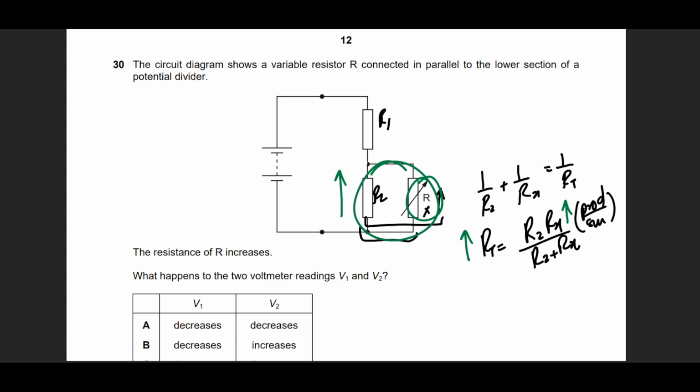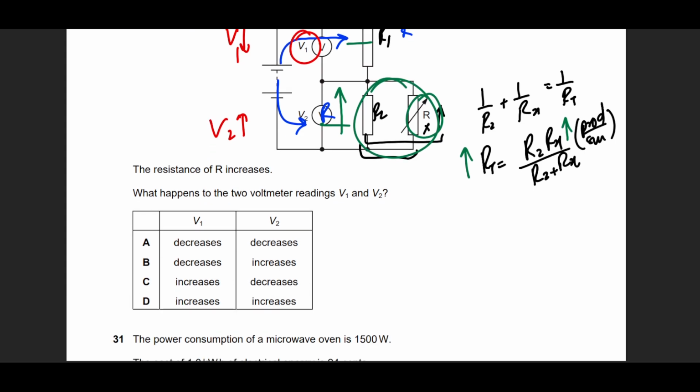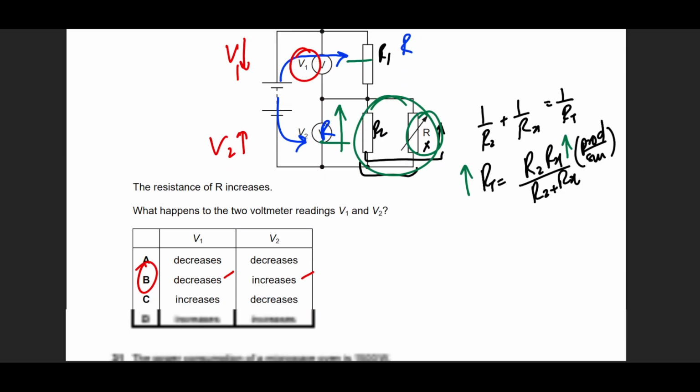So if the resistance increases, this one and this one are connected in series. What's going to happen to the voltage? If the resistance of this part is increasing and the resistance of this part is not changing, a larger voltage will show up over there, and a smaller portion of the voltage will be available for R1. So the voltmeters connected over here will report the same changes. V1 will experience a reducing voltage, and V2 will experience an increasing trend. So V2 increases and V1 decreases. So question number 30 is part B.